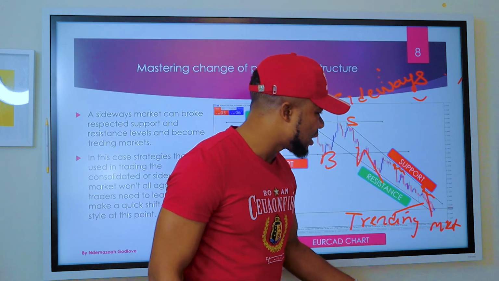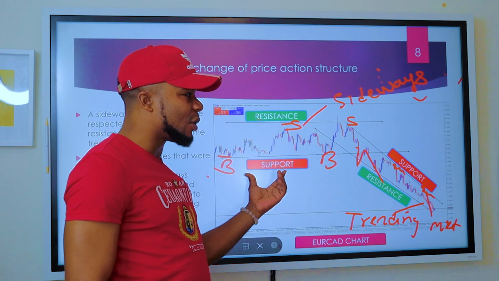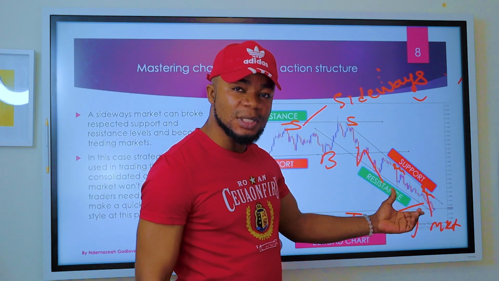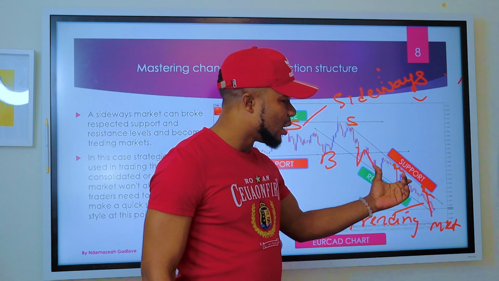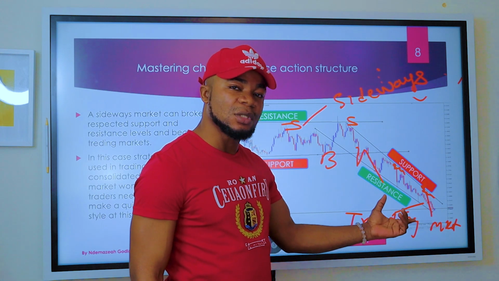So you see now, for a sideways market, we always buy at the support and sell at the resistance. But for a trending market, it is the opposite. For a trending market, we instead sell at the support and buy at the resistance. So the rules change when it comes to a trending market.